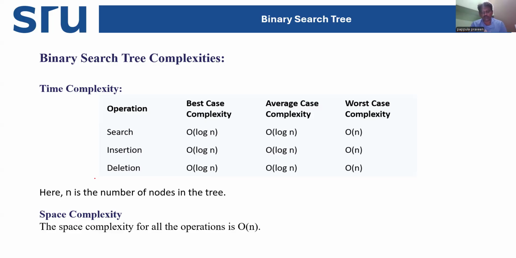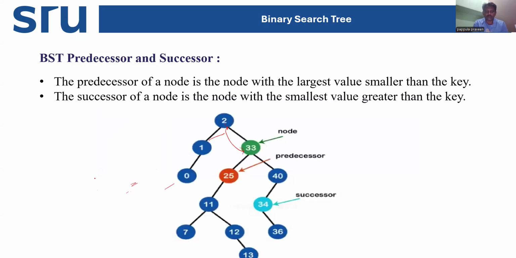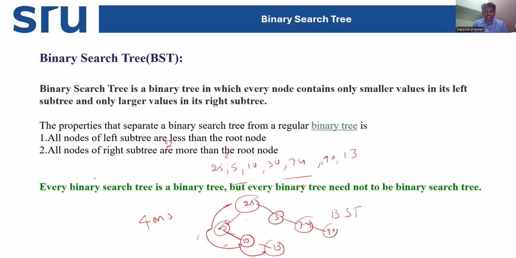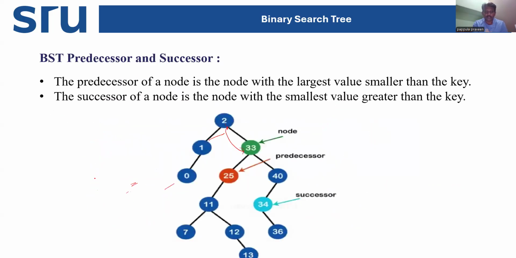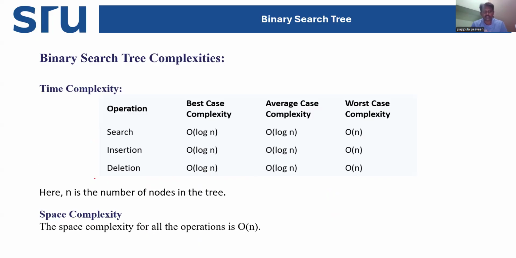How many nodes do we have to insert in our previous example? See, this is the example. So now how many elements? 7 elements are there. Here n is the number of nodes in the tree. Space complexity is always big O of n. The time complexity as well as space complexity. Time complexity for these three operations: best case is the same, average case is the same, worst case is also the same, right? Do you follow? Yeah.